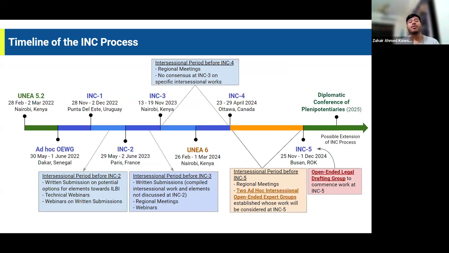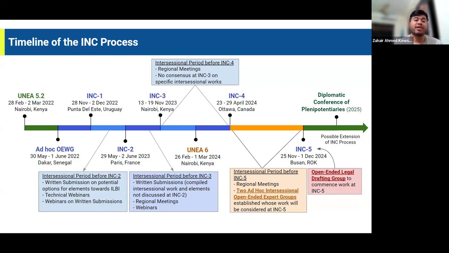So let's have a look at the timeline of the process, which started from UNEA 5.2. But before UNEA 5.2, there were a lot of deliberations, a lot of efforts to reach this level. I'm not going to cover this in this call, but you are always encouraged to learn about that from other sources. So the main process started from the UNEA 5.2, where the resolution was adopted, and then as per the implementation of the resolution, the Ad Hoc Open-Ended Working Group meeting was organized in Dakar, Senegal, as I mentioned, to negotiate the rules of procedure and to set the roadmap for the INC process.